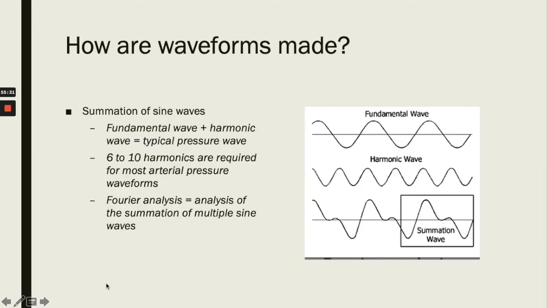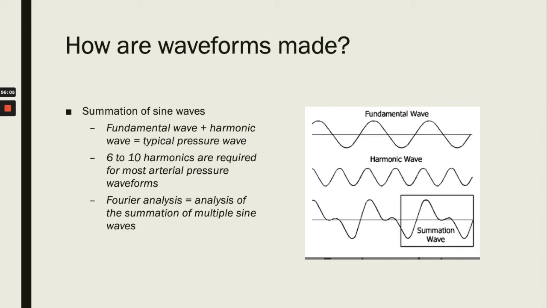All right, so how are our waveforms made? It's a summation of sine waves. Our fundamental wave plus our harmonic wave equals our typical pressure wave. So that's our summation wave. The fundamental wave plus the harmonic wave gives our summation of the sine waves, because these are all sine waves. But this particular sine wave is called the fundamental wave. This one's a harmonic wave, and the sum of both of those equals our waveform.